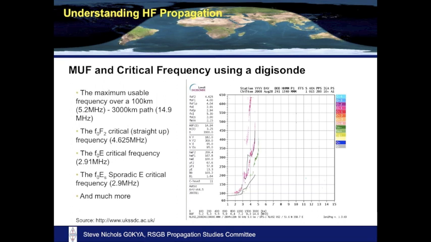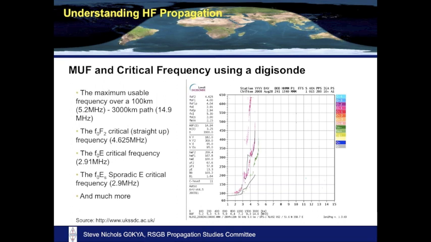Now, as I said, you can measure the critical frequency using something called a digisonde, and we're lucky enough to have one in the UK at the Rutherford Appleton Laboratory. This fires signals straight up into the ionosphere and measures them coming back down again, and it sweeps right from the bottom of the spectrum up to about, I think, 15 megahertz. From this we then get a graph, and this is an example of one of the graphs.